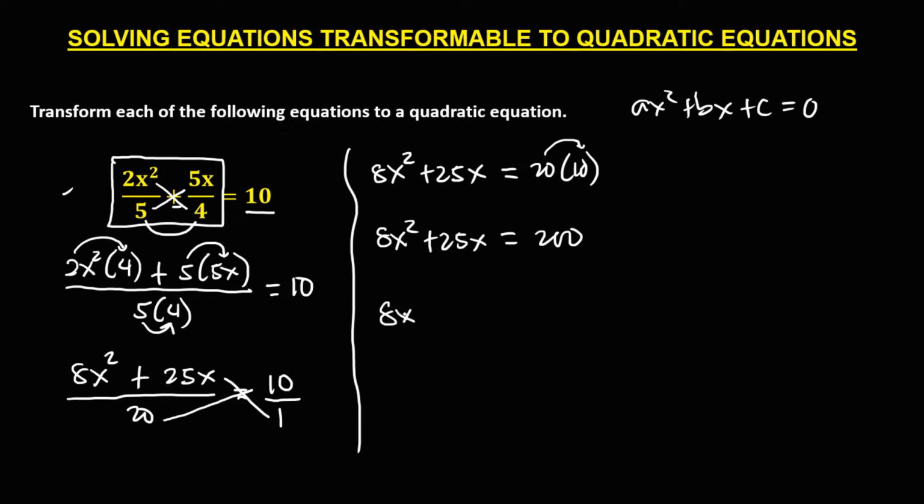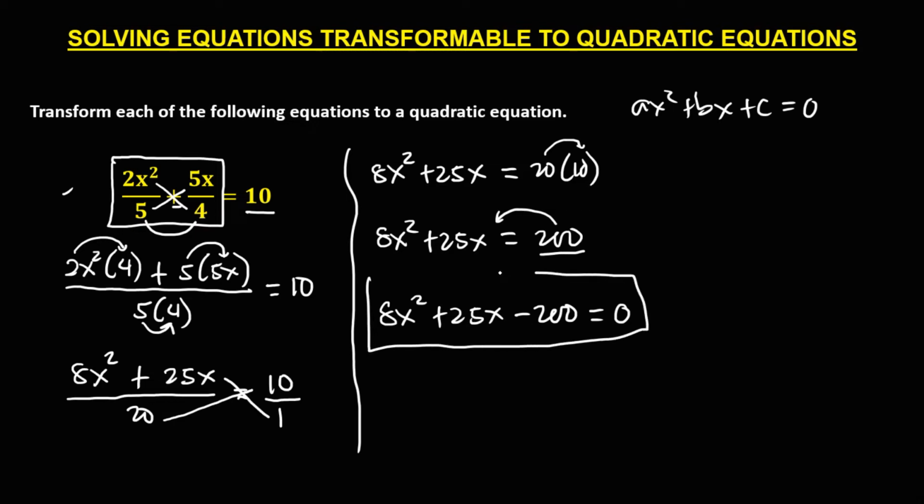So we have now 8x squared plus 25x. We need to transpose this positive 200, so this becomes negative 200, then equals 0. So this is now the quadratic equation.